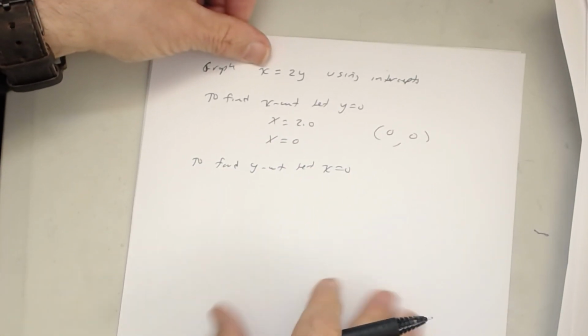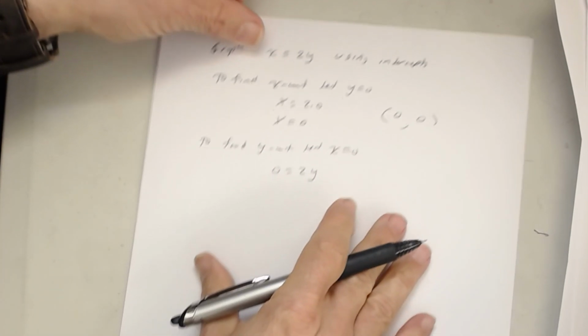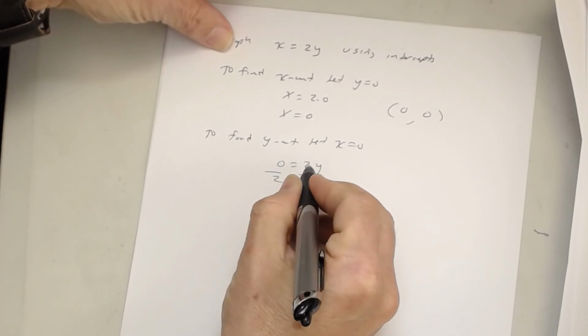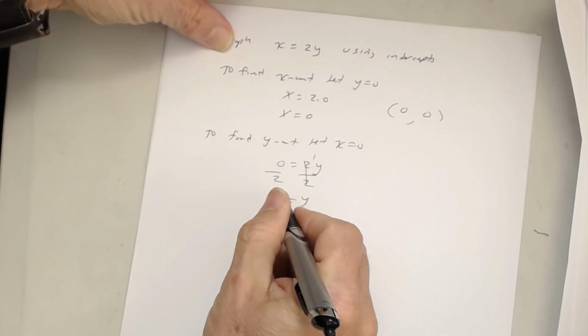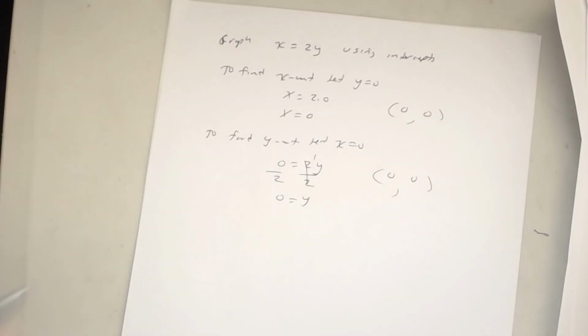To find the y-intercept, you let x equal 0, right? So if x is 0, I get 0 equals 2y. And then how do I get y by itself? Divide by 2. And so 2 divided by 2 is 1. 1 times y is y. And what's 0 divided by 2? y is 0. As an ordered pair, what is that? All right. Now, if you go back to the problems we just did, the x and y intercepts were distinct points. You know what distinct means, right? They're not the same point.